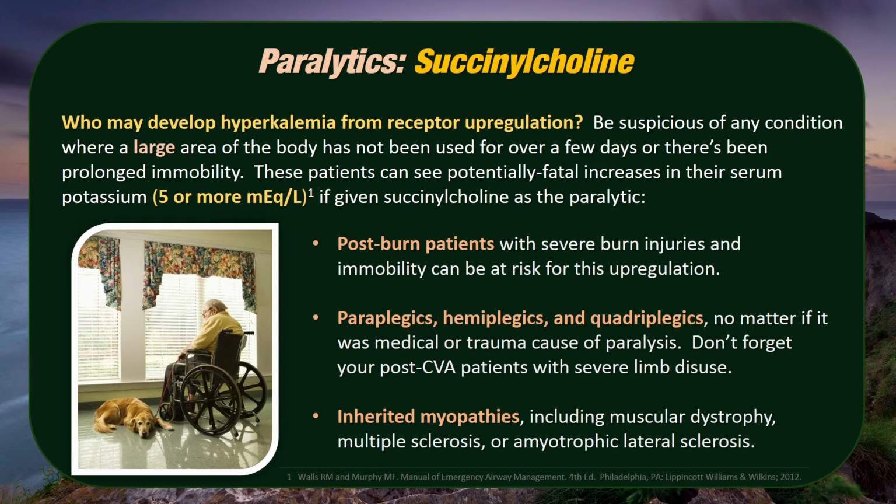Don't forget also your post-CVA patients that may have some permanent paralyzation there. Also, patients with muscular dystrophy, multiple sclerosis, Lou Gehrig's disease, a lot of times these can be affected, they already have permanent dystrophy from their disease process. Therefore, that's going to cause a long-term effect to those patients, and succinylcholine needs to be avoided with these patients.